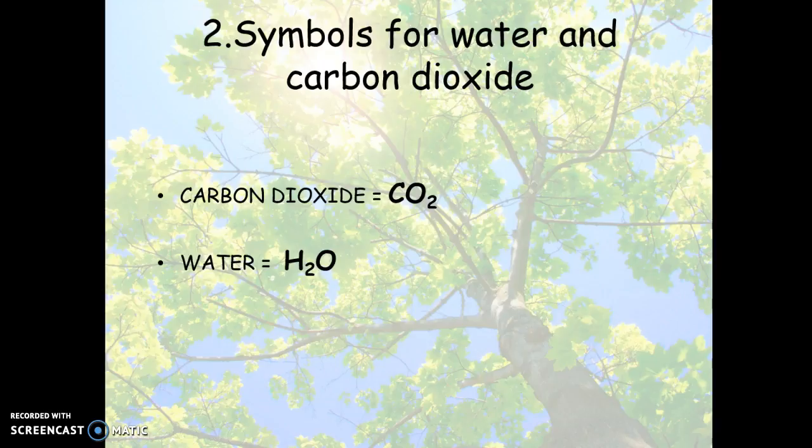Next on your note sheet is number 2. We need to get familiar with the symbols of water and carbon dioxide because you're going to be using a formula. So get to know that carbon dioxide is always shorthand CO2, which means 1 carbon and 2 oxygen. And that's how you write carbon dioxide. And of course, I think everybody's familiar with water. You'll see that written as H2O.